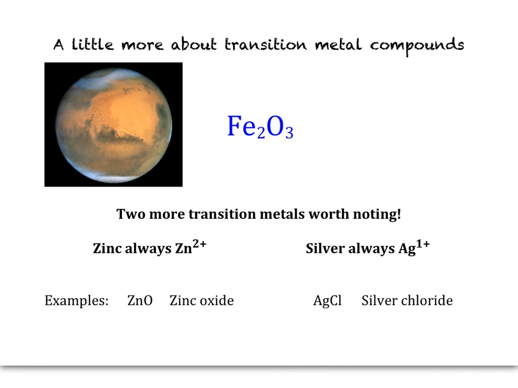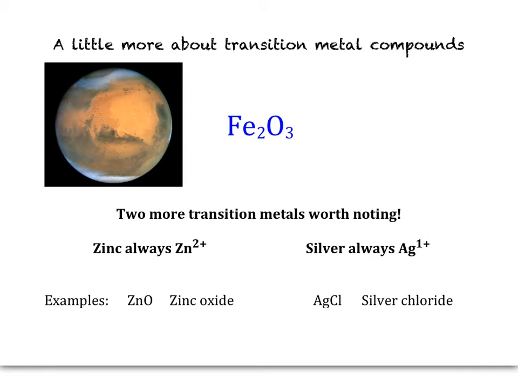Transition metal compounds are often coloured and are largely responsible for the colourful display in fireworks. Mars is red due to the iron 3 oxide on its surface. It is iron ions that give our blood its red colour.